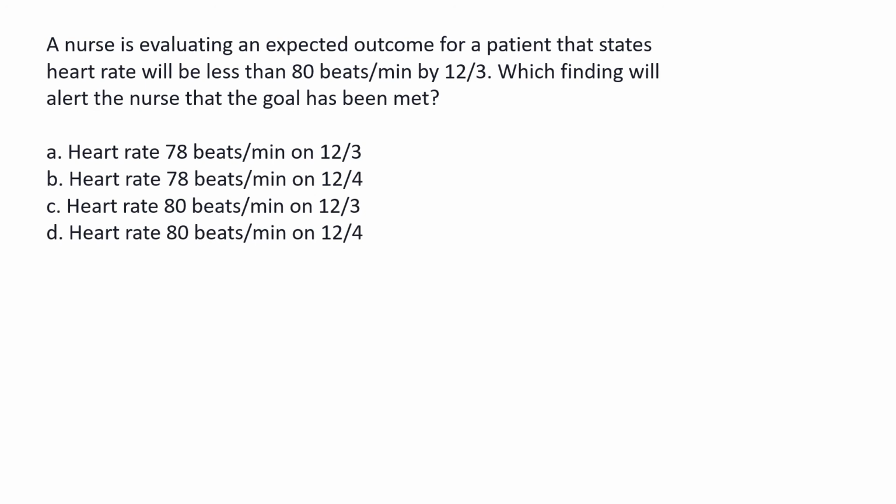A nurse is evaluating an expected outcome for a patient that states heart rate will be less than 80 beats per minute by 12/3. Which finding will alert the nurse that the goal has been met? A. Heart rate 78 beats per minute on 12/3. B. Heart rate 78 beats per minute on 12/4. C. Heart rate 80 beats per minute on 12/3. D. Heart rate 80 beats per minute on 12/4.